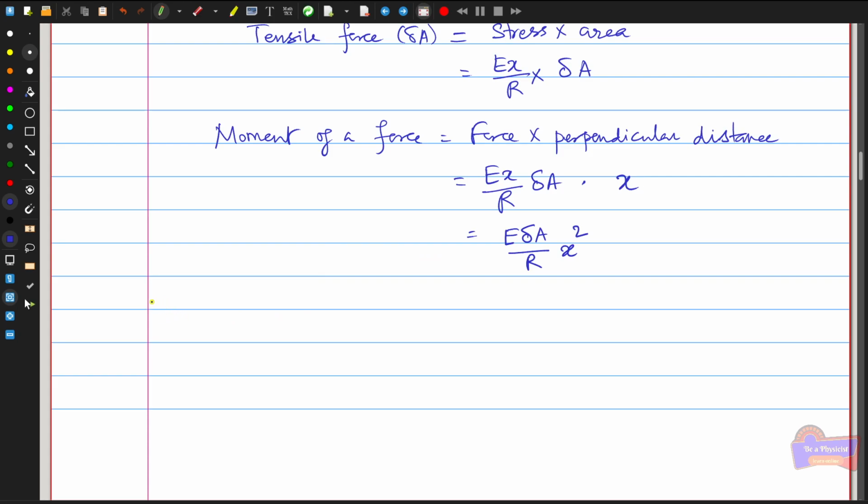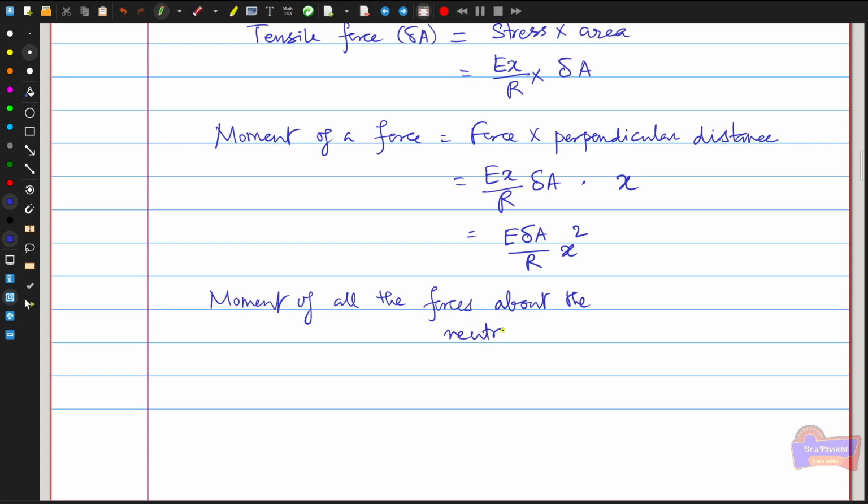So the moment of all the forces about the neutral axis can be written as just summing up these values. E and R are actually constant, so I can take them outside, and the summation of x squared into delta A. So this is the moment of all the forces acting about the neutral axis.